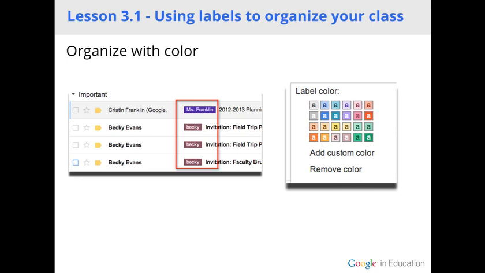You can also add colors to your labels that will make it easier to find your messages in your inbox. To change the color of a label, click the square to the right of a label on the left side of the Gmail page. Then select a color from the palette that appears. Changes that you make will be instantly reflected in Gmail. You may also customize colors for your labels by clicking on the square to the right of a label and selecting Add Custom Color.